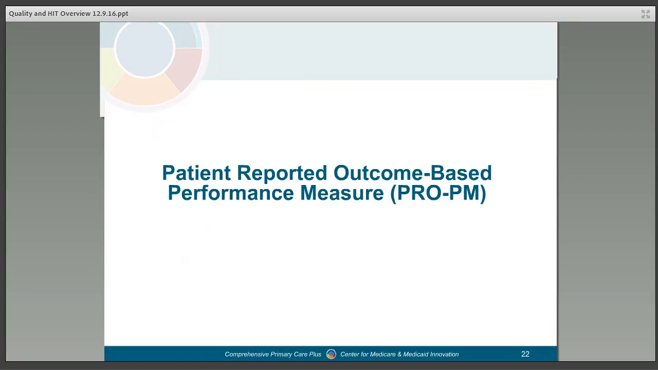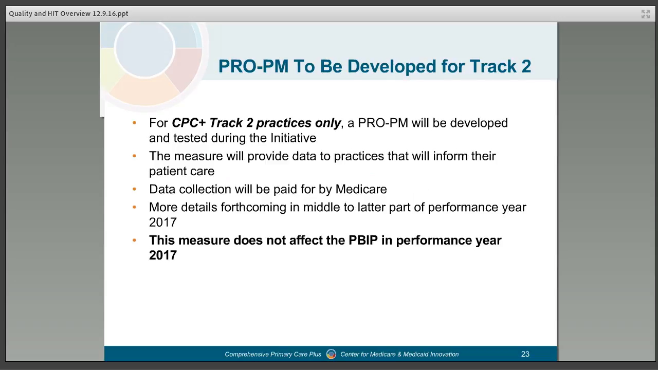And finally, the patient-reported outcome-based performance measure. This is an experimental aspect of the quality measurement that we're doing. So we're going to be working with only Track 2 practices on developing this performance measure. So we're going to be utilizing a particular patient-reported outcome measure throughout the early years of the model, probably year 1 through 3.